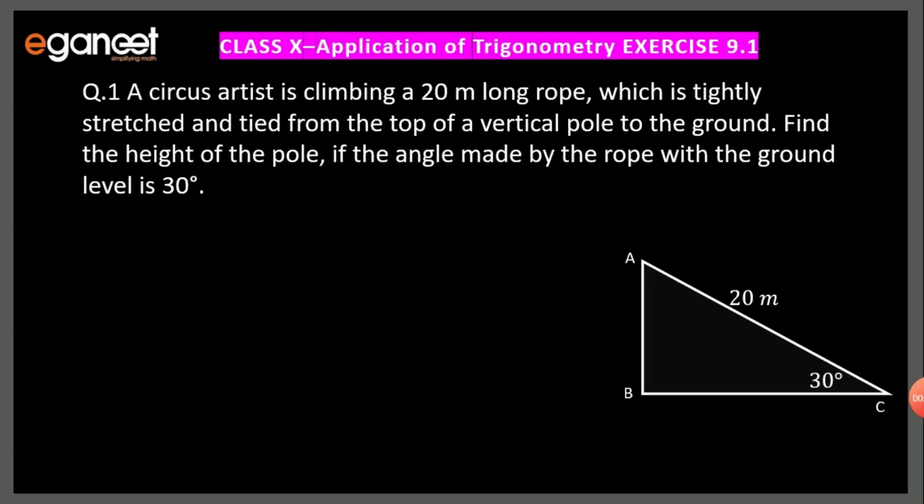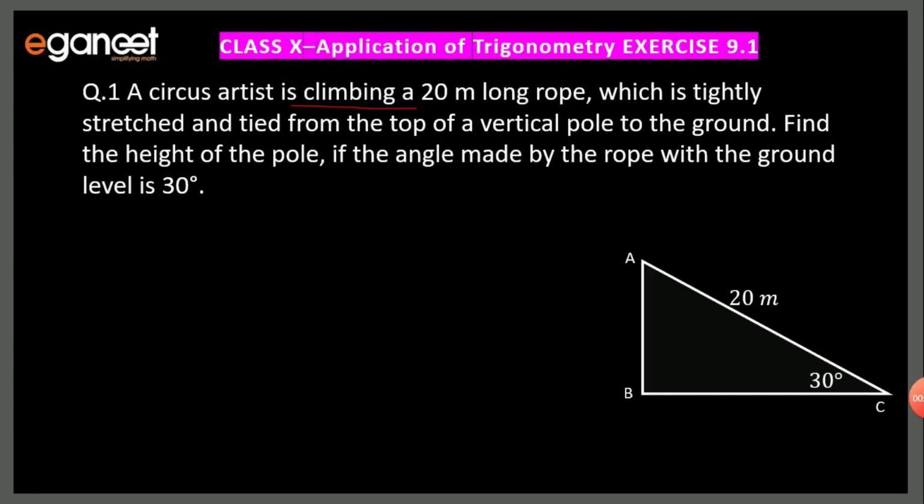Class 10th application of trigonometry exercise 9.1. The question is, a circus artist is climbing a 20-meter long rope which is tightly stretched and tied from the top of the vertical pole to the ground. Find the height of the pole if the angle made by the rope with the ground level is 30 degrees.